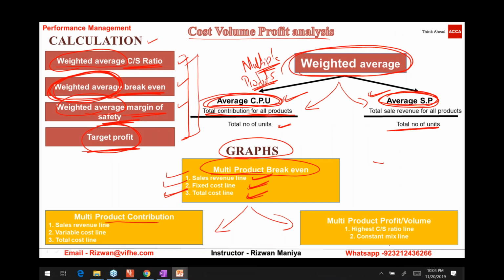A multi-product contribution chart is one in which you show the sales revenue line, variable cost line, and total cost line. There is no fixed cost line here; we show the variable cost line instead. This is a section C question. A multi-product profit volume chart shows the profit and loss line, in which we make two lines: the highest CS ratio line and the constant mix line. The graph I just showed was the break-even graph. I hope this is clear.